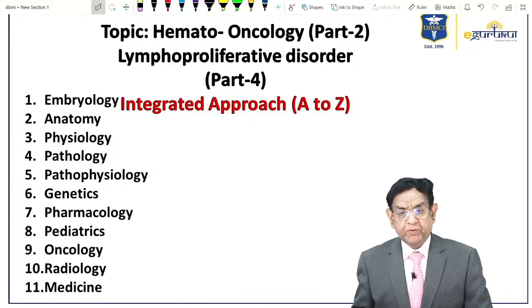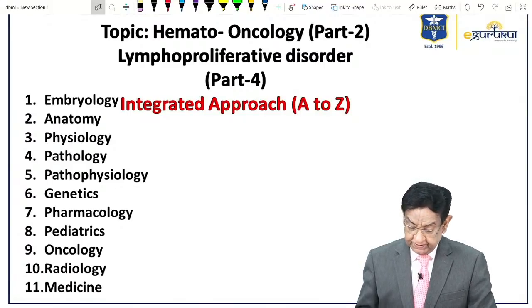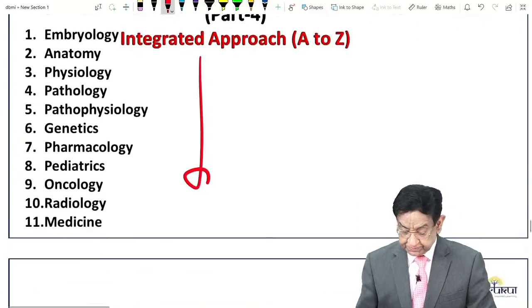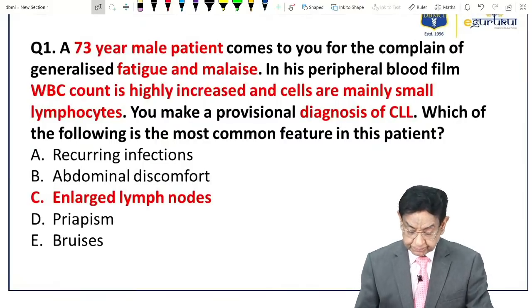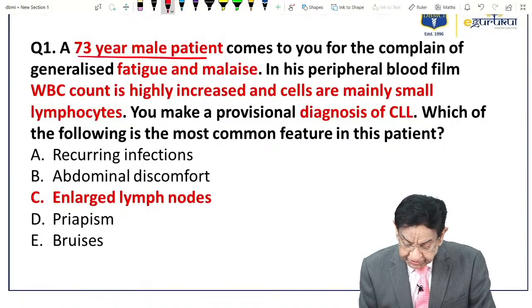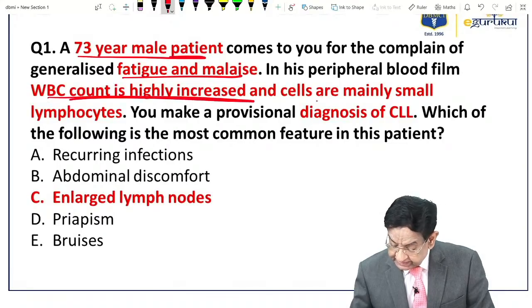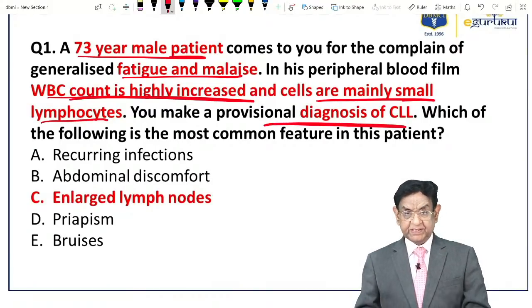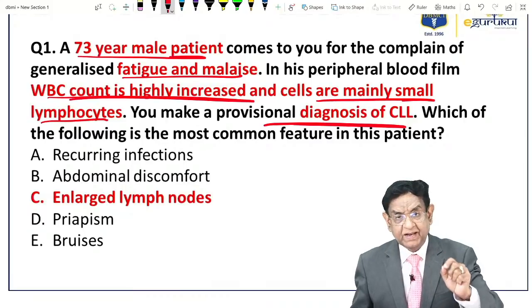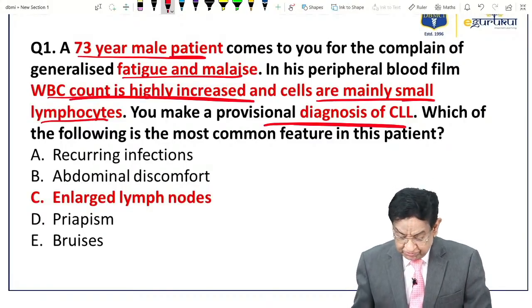So, lymphoproliferative disorders, part 4. Again, integrated approach. Question number 1. A 73-year-old male, fatigue, malaise, WBC count is very high. Cells are mainly small cells. Oh, very easy. CLL. Smart examiner, he gave you the diagnosis also.